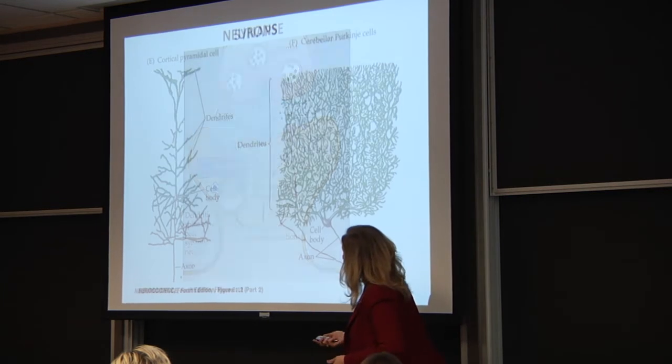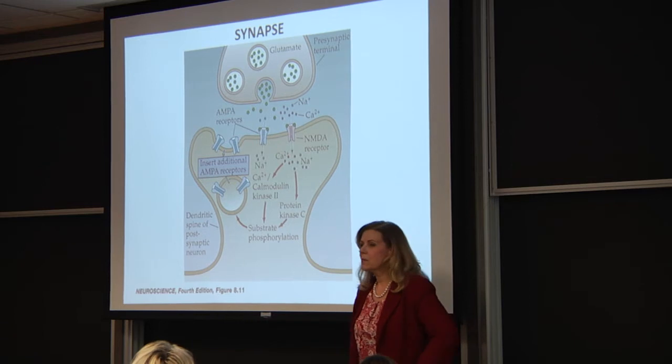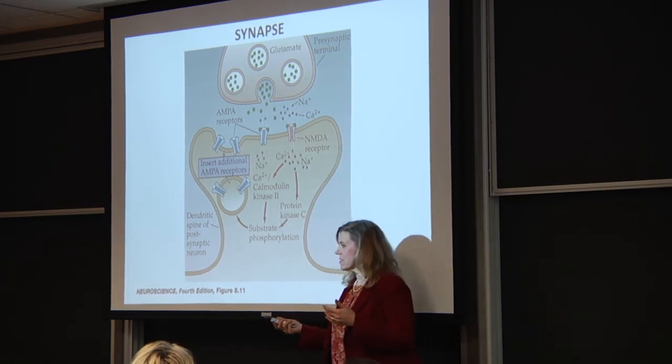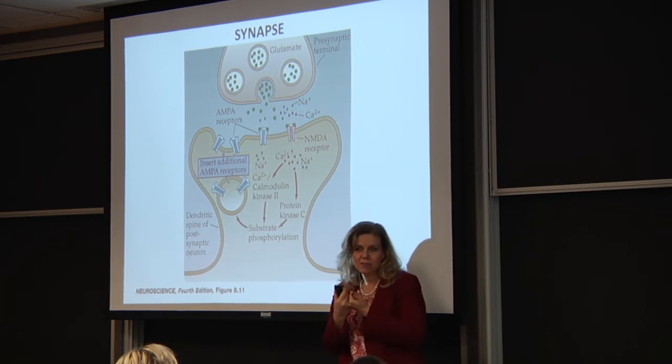And the message relayed between the two cells happens at a place called the synapse. Synapse is really a generic term that means a place where two neurons communicate.